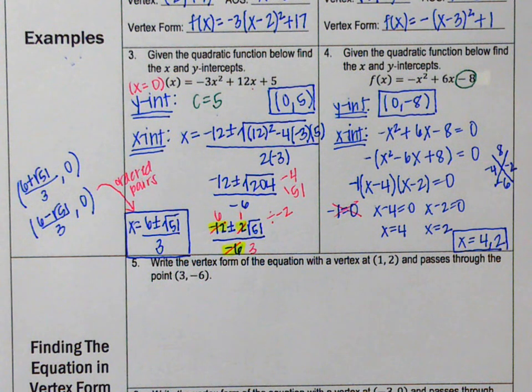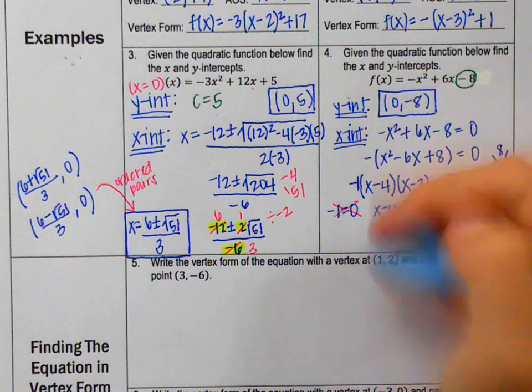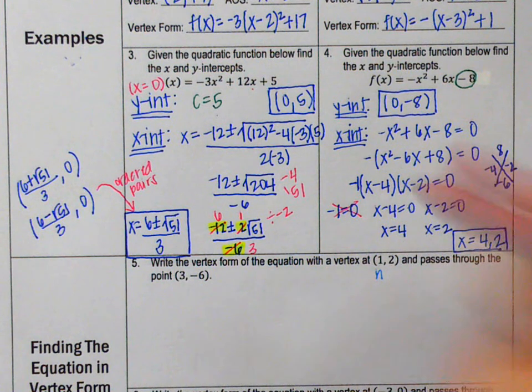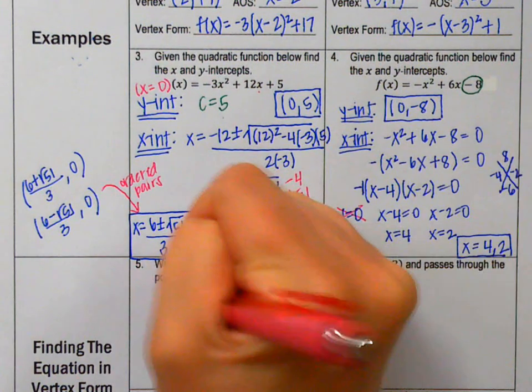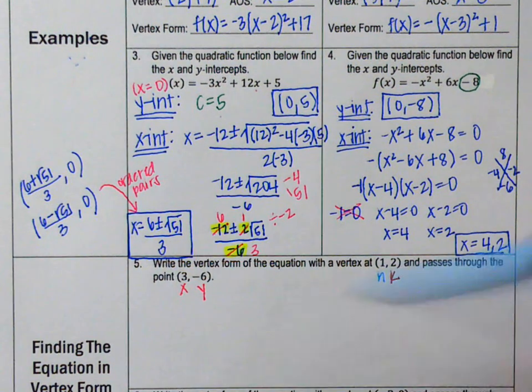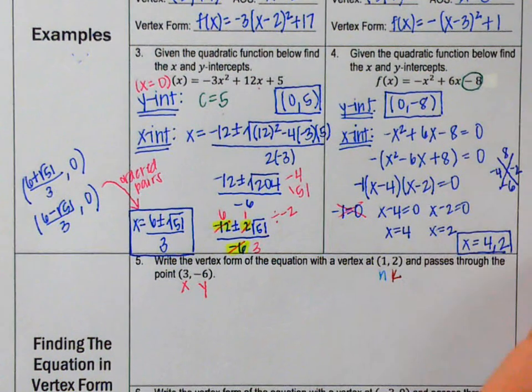Okay, so let's move on to 5. So 5 says, write the vertex form of the equation with a vertex at 1, 2, and passes through the point 3, negative 6. So it's giving us the vertex. So what it's giving us is the h and k value, right? That's our h value and our k value. And then it's saying it passes through the point 3, negative 6. So it's giving us an x, y value. And now it's saying, okay, write the equation in vertex form.